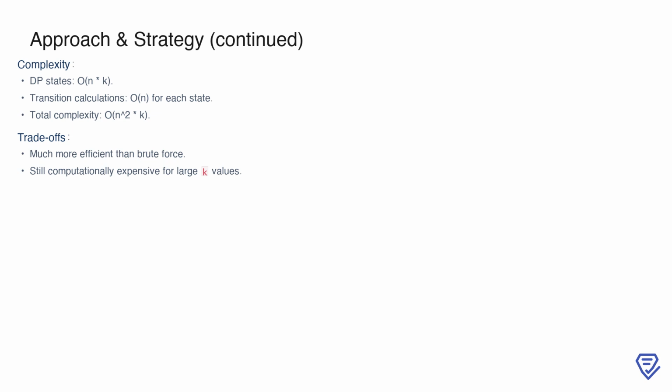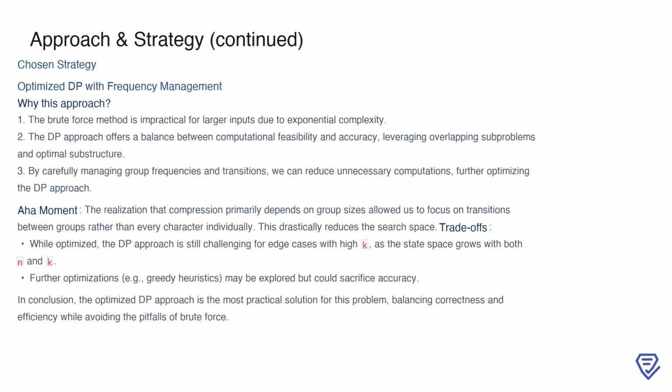The chosen strategy for this problem is the optimized dynamic programming approach with careful frequency management. The brute force method, while straightforward, is simply impractical due to its exponential complexity. On the other hand, the DP approach leverages overlapping subproblems and the optimal substructure of this problem, making it far more computationally feasible. A key insight that drives this method is understanding that compression primarily depends on group sizes. By focusing on transitions between groups instead of evaluating every character individually, we drastically reduce the search space. This was the pivotal realization that allowed us to optimize the DP approach further.